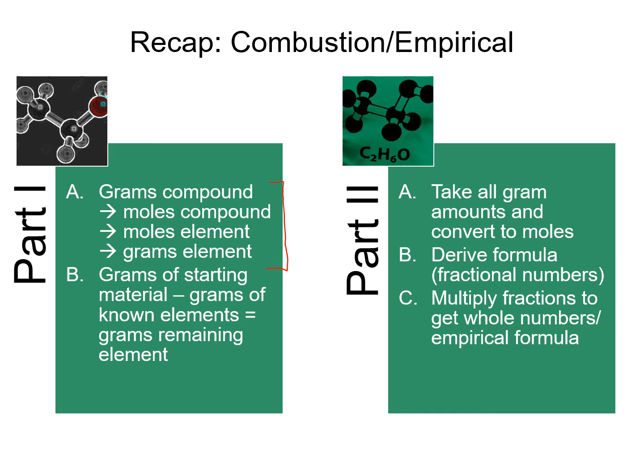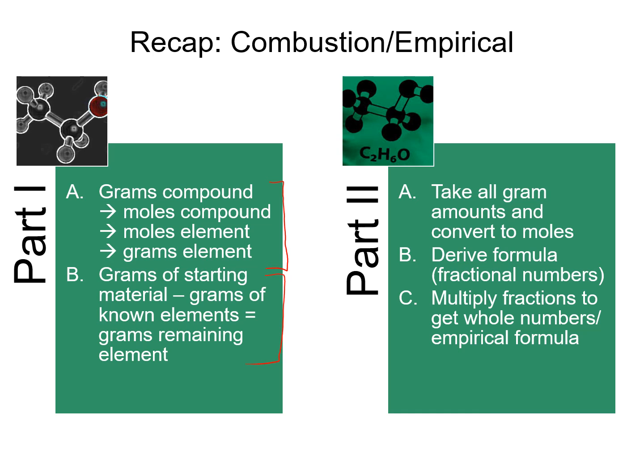Then we have to use that data to figure out any remaining element that we can't calculate in that manner. We just saw, in order to get grams of oxygen, we can take the grams of starting material, subtract the grams of what we just calculated of our known elements, and we'll get the grams of that remaining element.